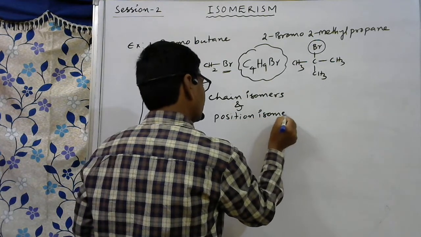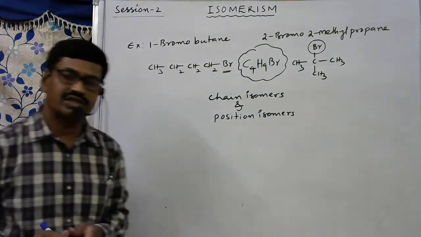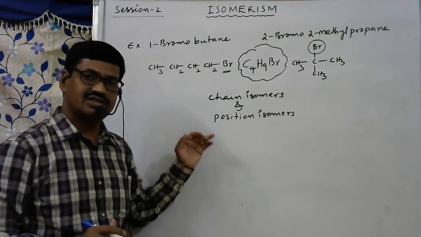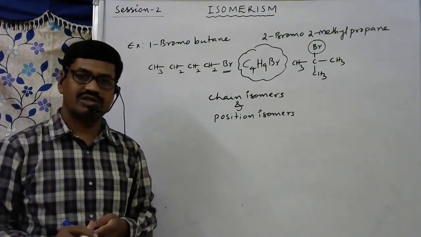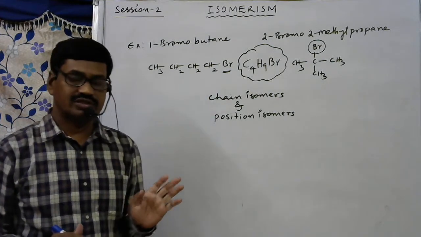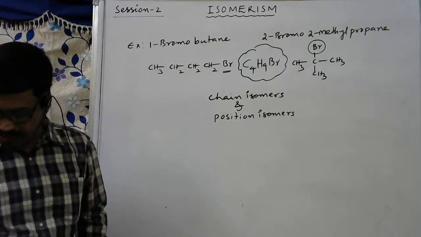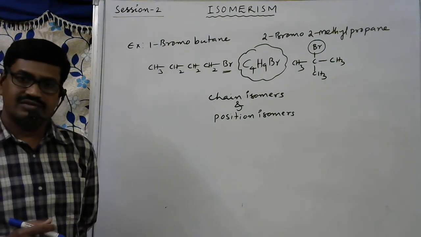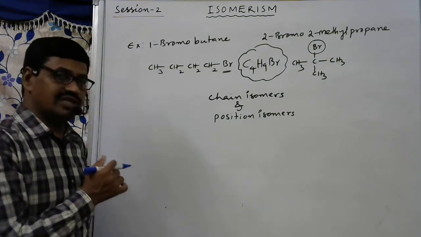They may ask: among the following pairs of compounds, which shows position as well as chain isomerism? Questions like that they may ask. So like these examples you have to observe. One is 1-bromobutane, the other one is 2-bromo-2-methylpropane. So these are different examples.